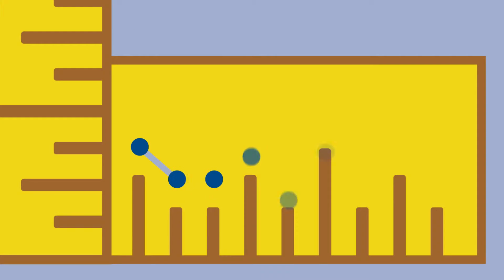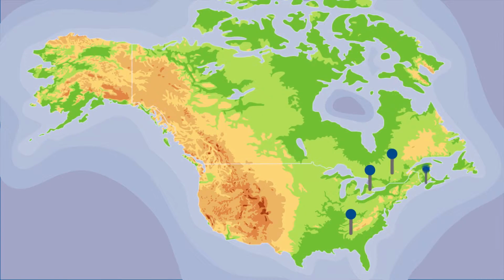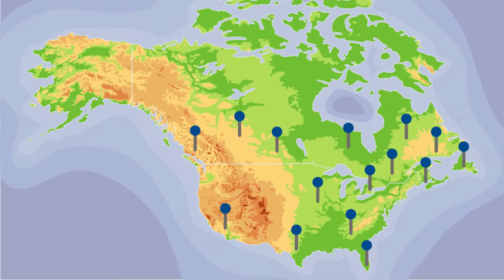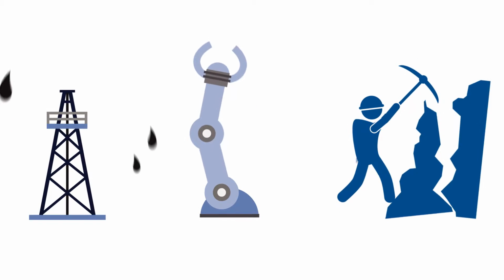Precisely, efficiently, on time, on budget. This is the code we at VeriCUT Downdraft Cutting Table stand by. Maximum uptime and breathing easier. Since 1997, VeriCUT has been providing downdraft solutions for plasma and laser cutting systems used in steel services centers and fabricating shops all over North America. When you are looking for maximum uptime and practically zero maintenance costs, think VeriCUT.